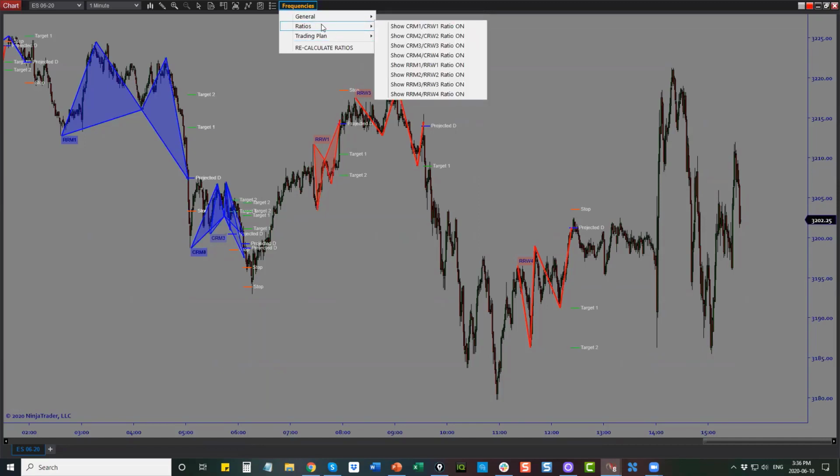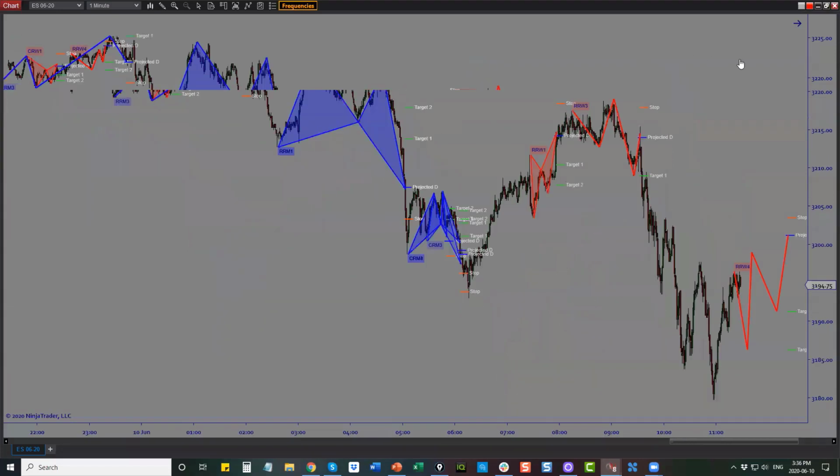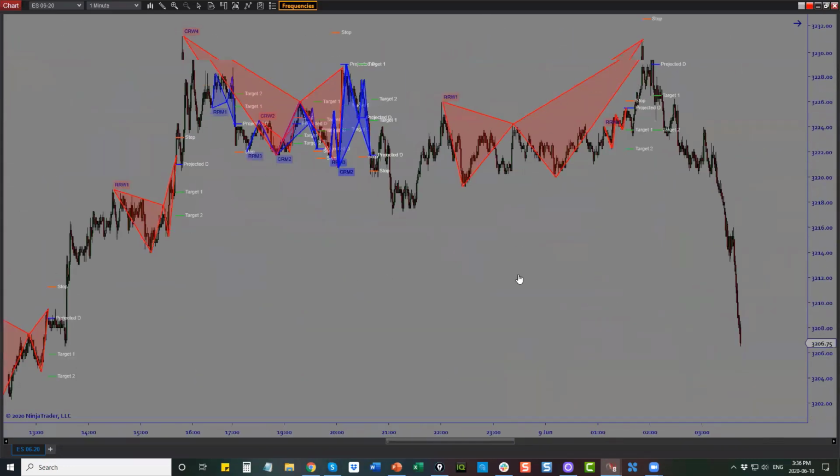And here are all the different ratios. You have the four different continuation ratios and the four different reversal ratios. We have the trading plan options in here. Essentially, the goal is to decide, am I going long or am I going short? which I'm going to explain in just a moment. But if we go back and look at some of these trades, there's a lot of different trades.